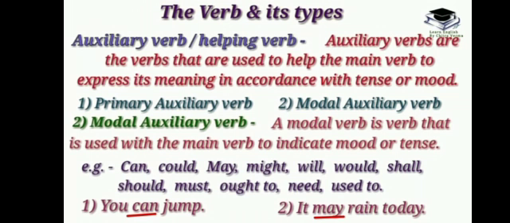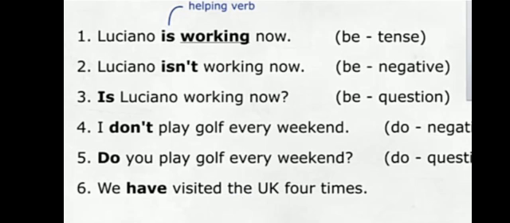Okay, now see the examples of auxiliary verbs over here. Students, you can see Luciano is working now, Luciano isn't working now in the negative form of be. And when is Luciano working now, it is over here the form of be that is being used as a question. Then in the form of do, does, you can see the examples, I don't play golf every weekend, and do you play golf every weekend. And then in the form of has, have, you can see we have visited the UK 4 times.